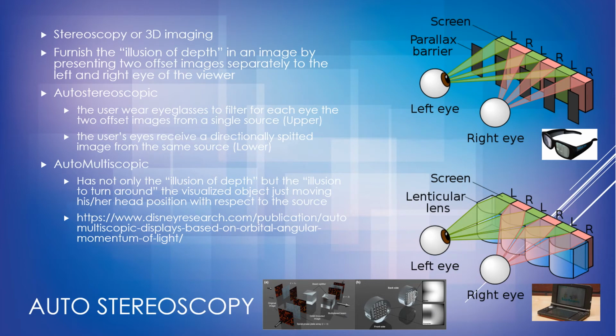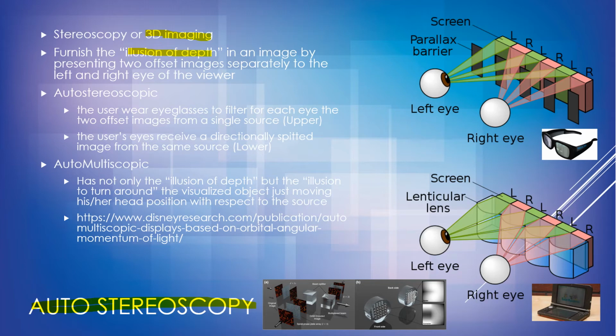After we talk about the flat screen, we would like to talk about true 3D imaging. It's called autostereoscopy, or you can simply say 3D imaging. It tries to use the illusion of depth to present true 3D imaging.